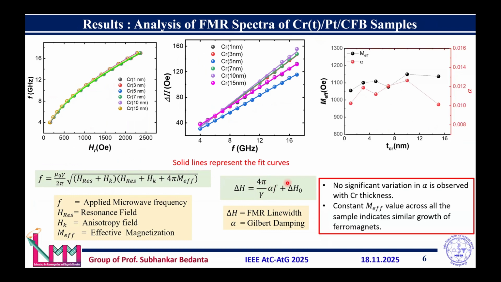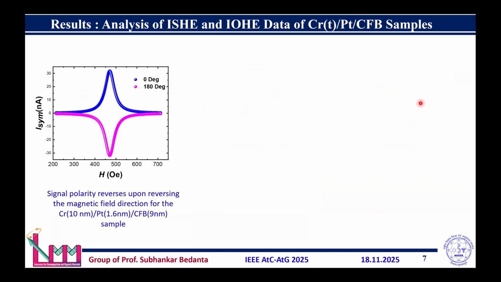The summary of this analysis is that with different chromium thickness, the M effective value of the sample is not changing. That shows a consistent growth of the CFB on different chromium thicknesses. And this red value shows the Gilbert damping factor, which is not significantly changing with the chromium thickness. And this is also a clear signature of the orbital pumping or orbital torque.